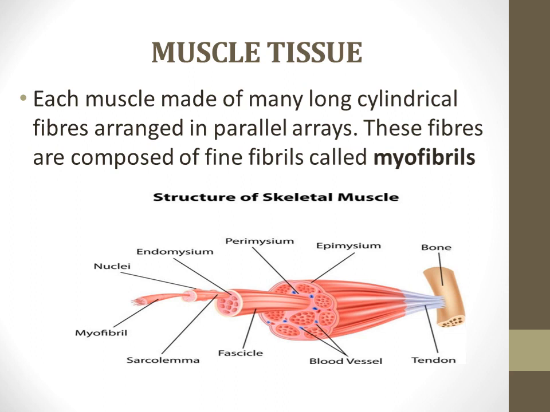So each muscle is made of many long cylindrical fibers arranged parallelly, and these fibers are composed of finer fibers. One fiber is expanded outside, and that is again made up of minute fibrils, which are known as myofibrils, right? Regarding the muscular system, we are going to learn in detail in another chapter, but here, since it is one of the tissues, they have introduced it as a tissue, right? And muscle is one of the animal tissues.